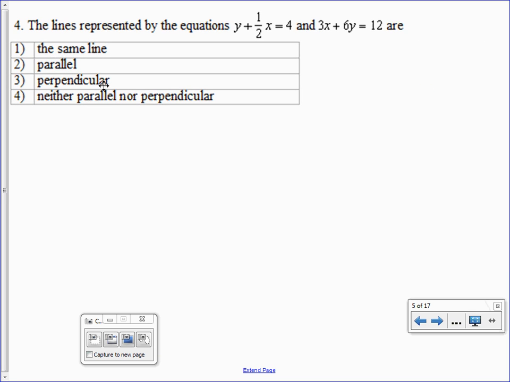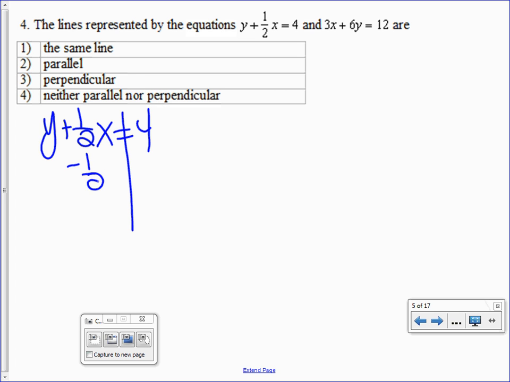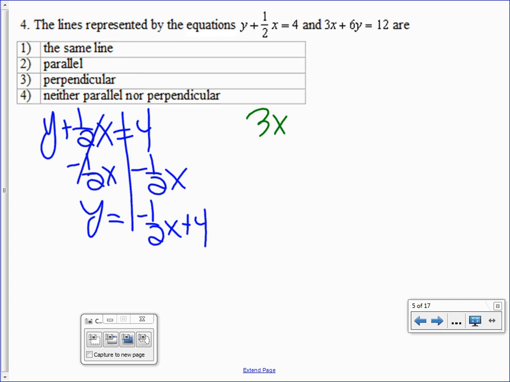The lines represented by the equations, well, same type of thing as the last problem. I need to know the slopes. So I have to find the slopes for each of them. Get y by itself. Subtract 1/2 x, subtract 1/2 x. I can't combine unlike terms, so I get -1/2 x plus 4. My second equation, I have 3x plus 6y equals 12.